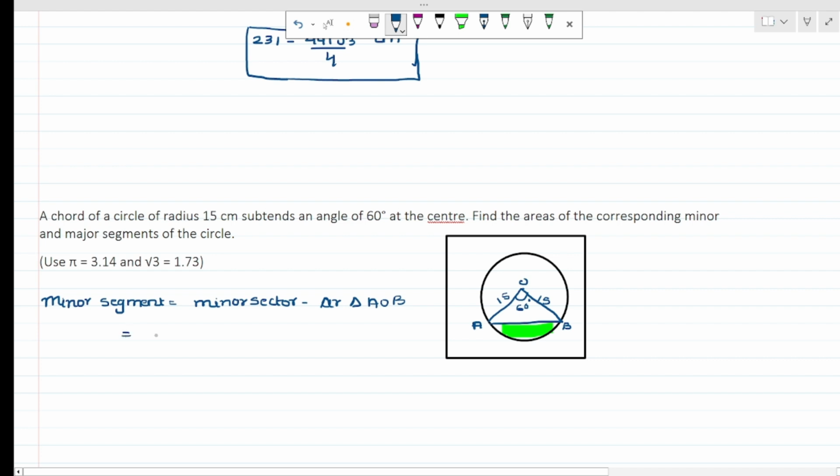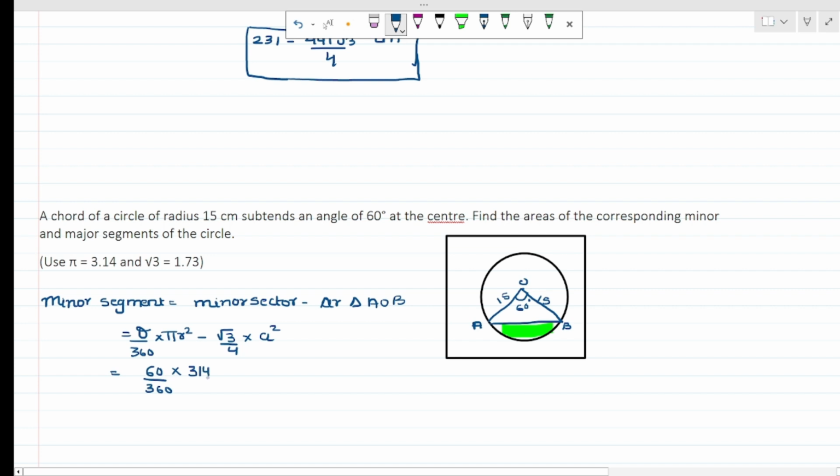So for minor sector, what is my formula? Theta upon 360 multiplied by pi r square minus area of triangle. As I have said earlier, whenever you see theta as 60, it will be your equilateral triangle. That means root 3 by 4 into a square. What is your a? A is your side square. So for my this case, what is my theta? My theta is 60 upon 360 multiplied by pi.